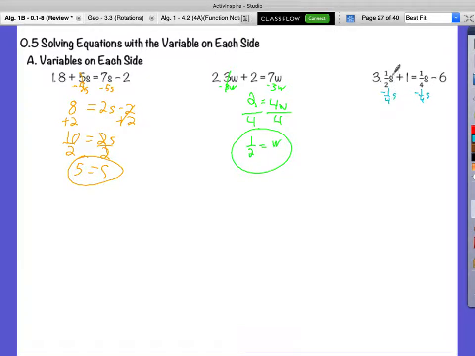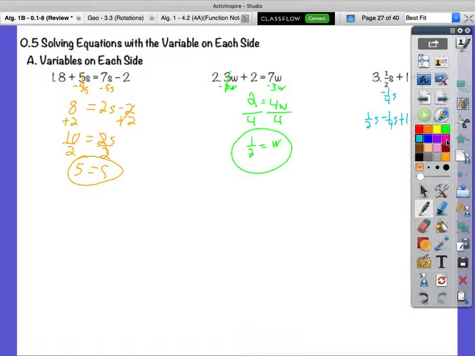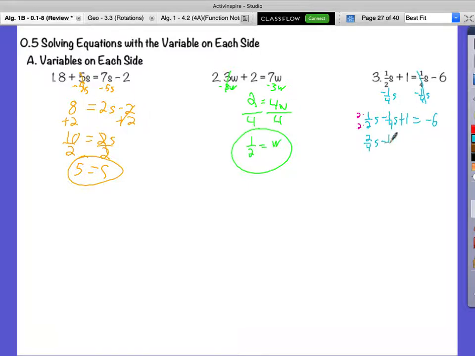So we have 1/2 S minus 1/4 S plus 1 is equal to -6. Can we add and subtract those S's yet? What do we have to do? Find the common denominator. It's going to be 4. So we multiply the left by 2 over 2. Now we have 2 over 4 S minus 1 over 4 S, so it'd be 1 over 4 S, plus 1 is equal to -6. So we get 1/4 S plus 1 is equal to -6.